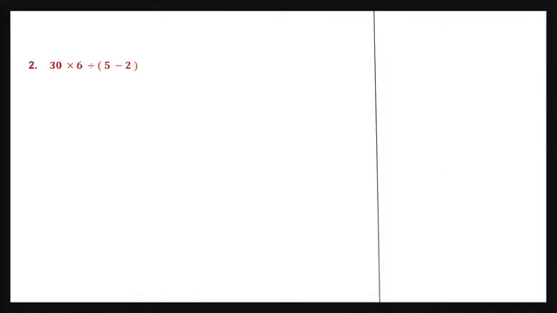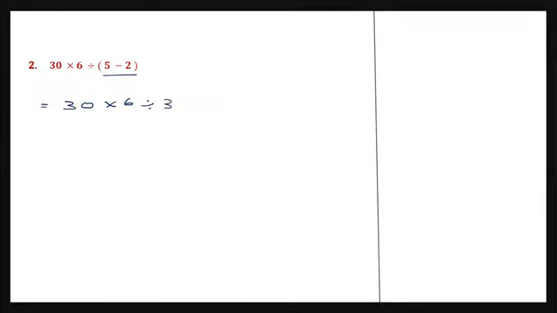Question 2. What are the operations? Multiplication, division, brackets, and inside brackets we have minus. According to BODMAS, we have to do brackets first. B comes first. So let's work out what is within brackets first. Everything else remains the same. 30 into 6 divided by, now 5 minus 2 is 3.